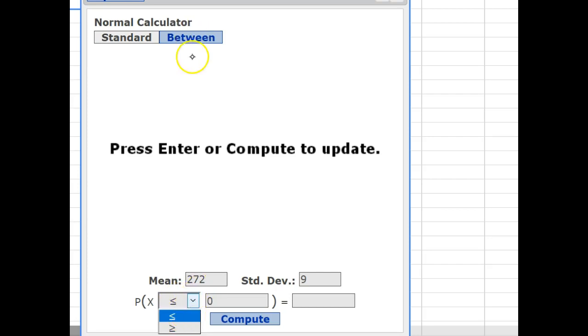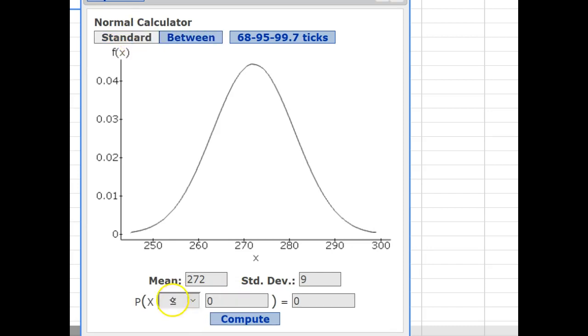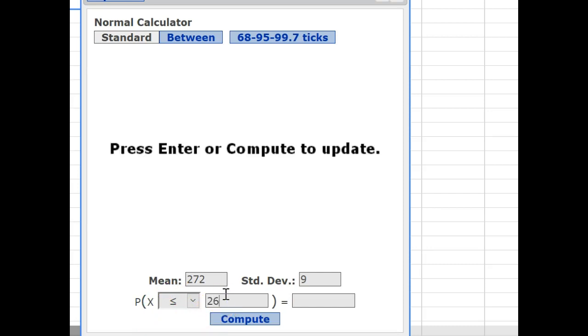If you wanted between values, you would push Between, and it already includes the endpoints because, even if they're not included, the probability answer is still the same for a continuous random variable. I'm going to go back and click Standard here. So we want x less than or equal to 260, with a mean of 272 and a standard deviation of 9. What's the chance of getting an x value to the left of or equal to 260?